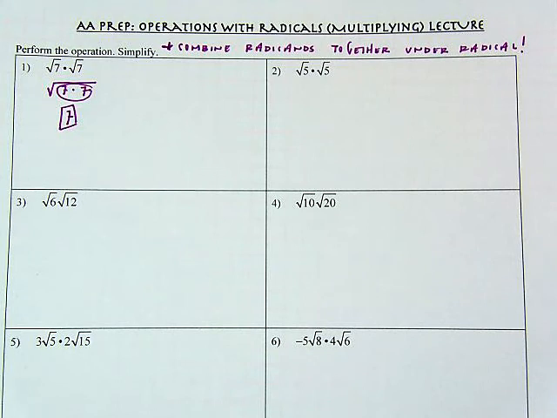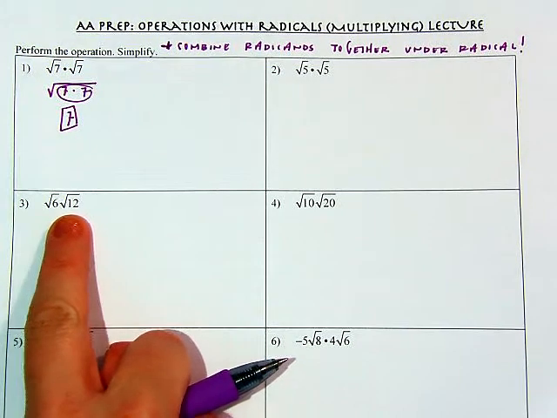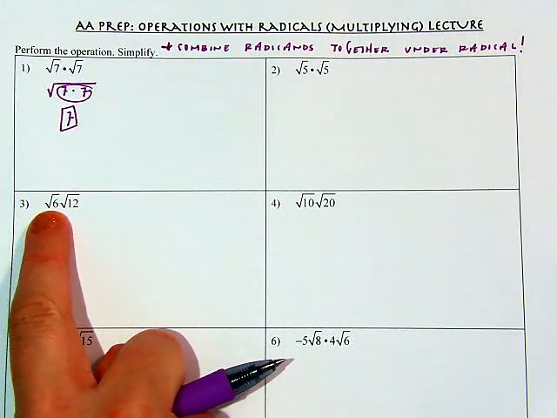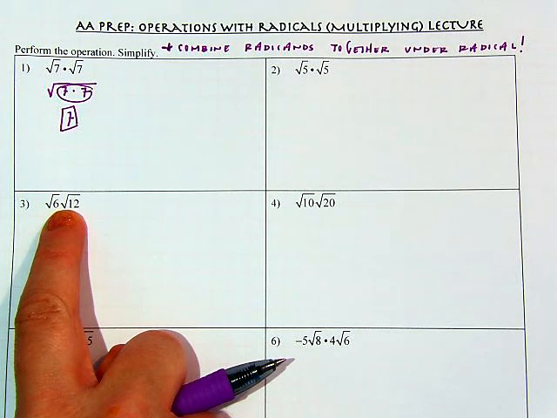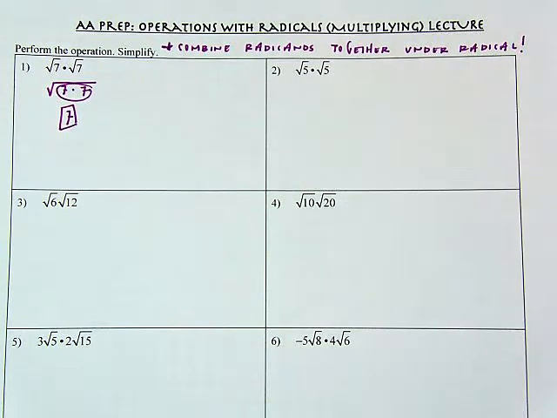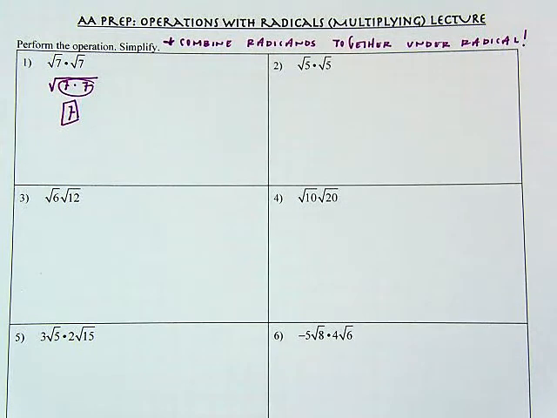Okay, problem 3. I have the square root of 6 times the square root of 12. So sometimes we write it just right next to each other like that. We don't put the times sign in between, but it's implied that it's there. So this reads as the square root of 6 times the square root of 12.